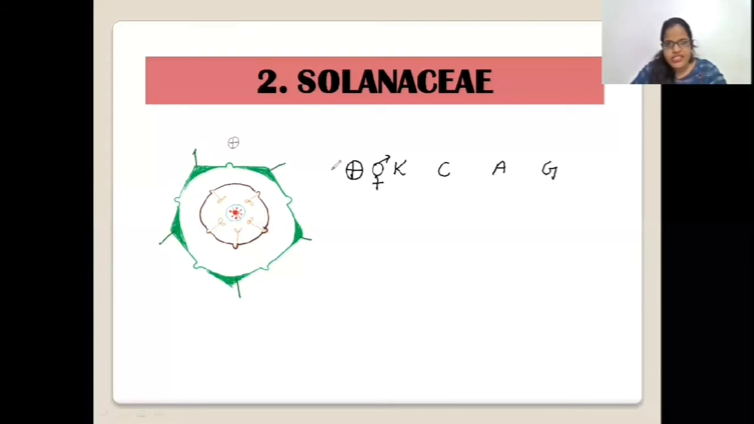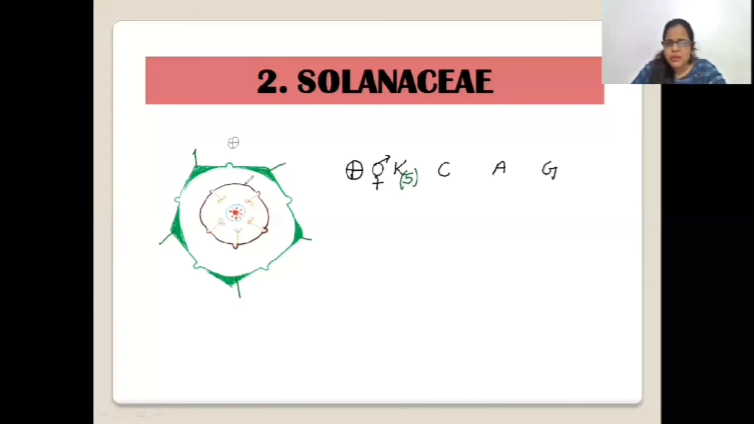All the 5 sepals are fused. I'm fusing them with the bracket, because I know to show fusion of the members of the same whorl, I have to use the brackets. Clear? Now, once my sepals are done, I'll move to the next part. And the next part is what? Next part is corolla. And for the corolla, I'm going to choose this maroon color.